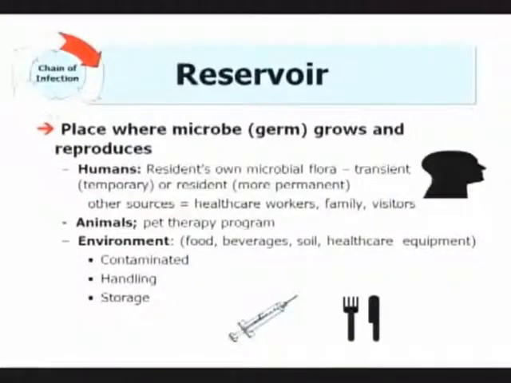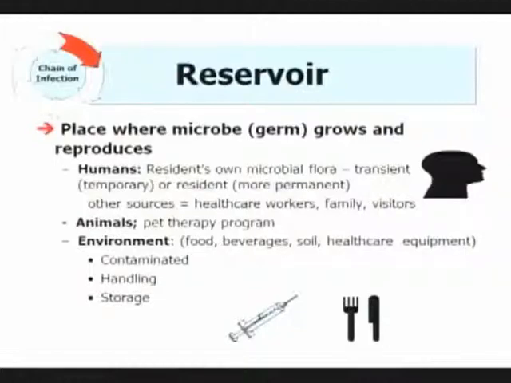So moving on to the next link in this chain of transmission, the reservoir. We have to have a source where the microbes are actually growing and reproducing. When we're talking about reservoirs of infection, certainly in humans we have our own flora, which is a reservoir where the organisms are present.